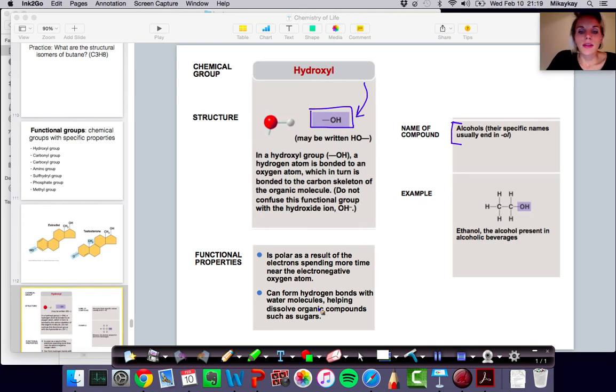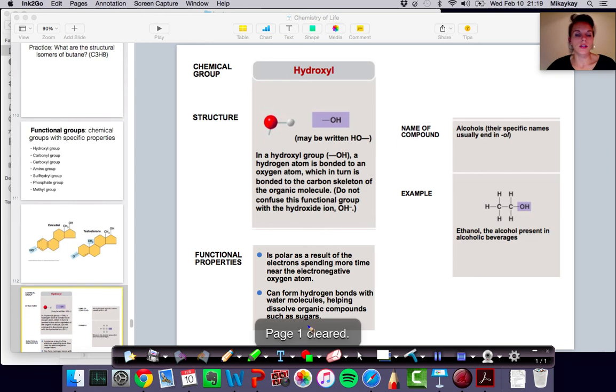And what's cool about this OH is that it can form hydrogen bonds with other molecules, and often it makes one of the sides of the molecule a little bit polar, right? So it will draw the electrons in a little bit to itself, because oxygen is pretty electronegative.